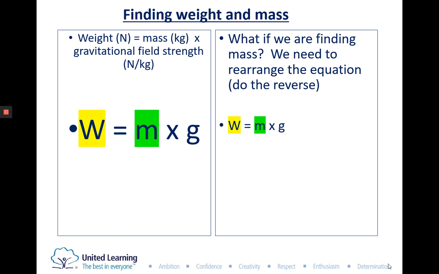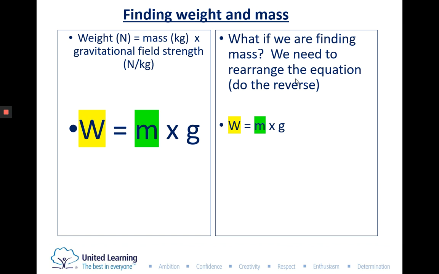So now we're going to look at how to find mass using the same equation here. In the previous session of the lesson, we looked at how to find the weight. We have been using this equation, weight equals mass times gravitational field strength, to find out the weight. So what if we're finding out the mass instead? We're not looking at the weight, we're looking at the green one, the mass. What if we're trying to find out the mass?